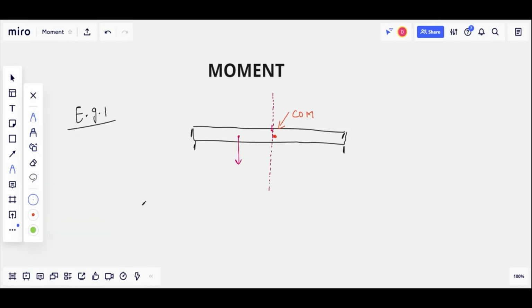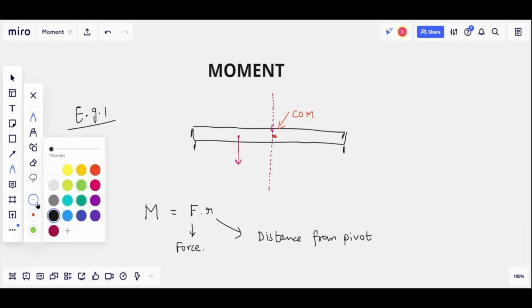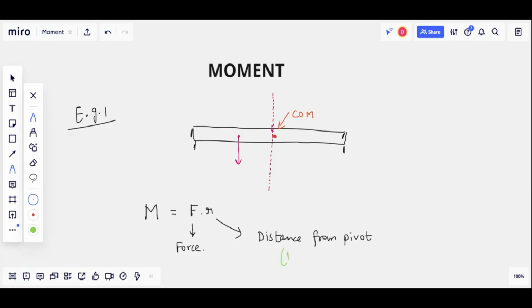The moment is denoted by M, the usual notation, and the mathematical formula for the moment is F times R, where F is the force and R is the distance from the pivot. One thing worth noticing is that the distance from the pivot is actually the perpendicular distance. Here, if this is F and this is R, we can clearly see that R is exactly perpendicular, at 90 degrees, to the force. So this is how the formula of the moment looks.